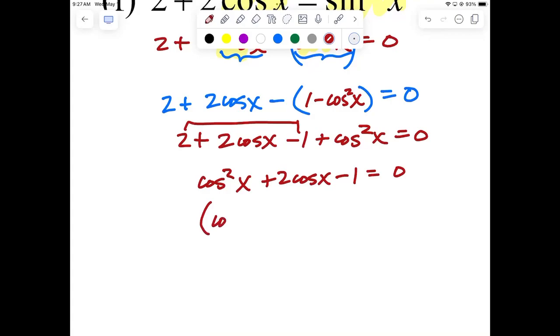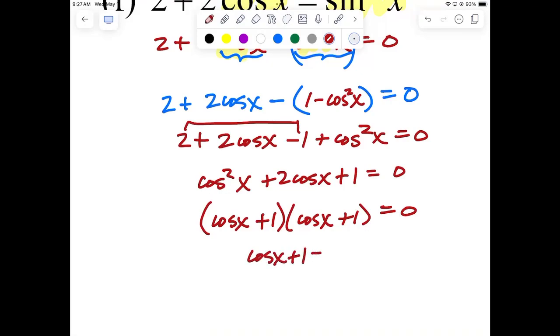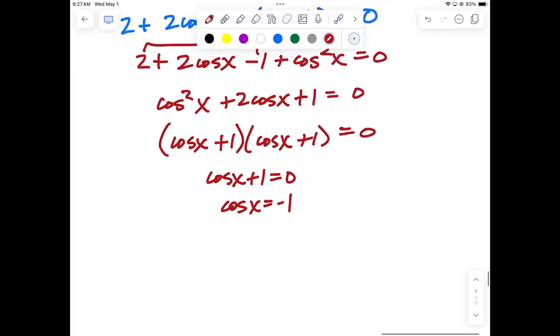So then I factor it. That's cosine of x, 2 minus 1. Oh, it's plus 1. Yeah, thank you. So it's cosine x plus 1 times cosine of x plus 1. Well, that's the same factor. So I only got to set one of them equal to 0, which means cosine of x is equal to negative 1. And now there's only one solution.